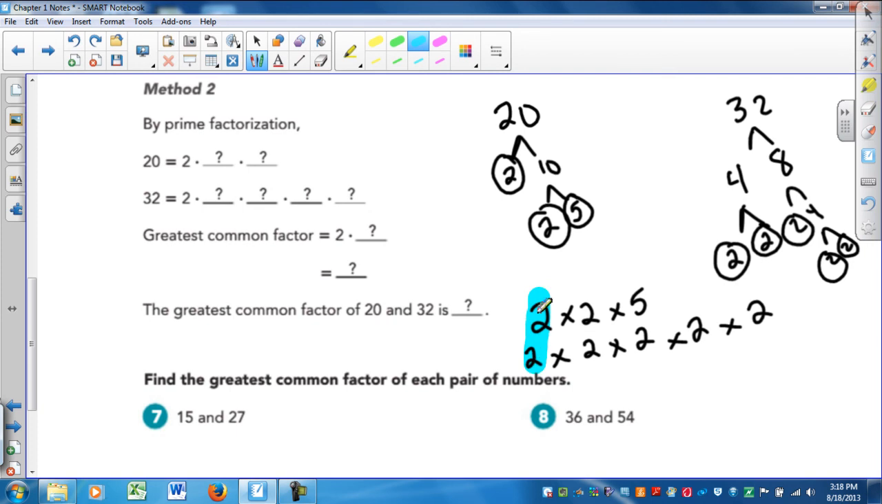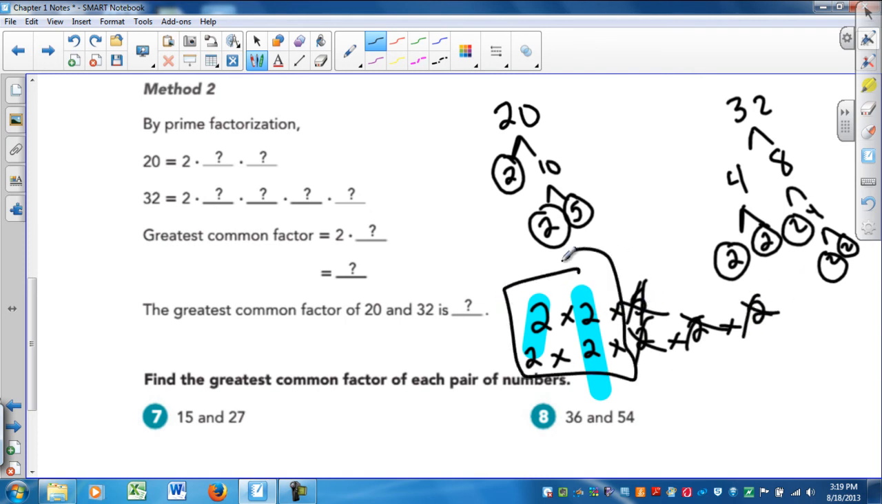I see a common 2. I see another common 2. Do they have anything else in common? No, they do not. They do not have any 5s. We don't even have any numbers left up top, so therefore we just get rid of these. Those are irrelevant now. So what we're looking at is right here.